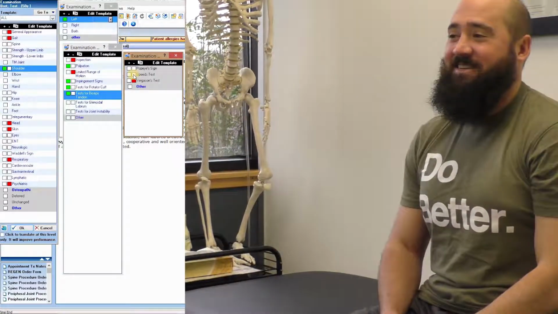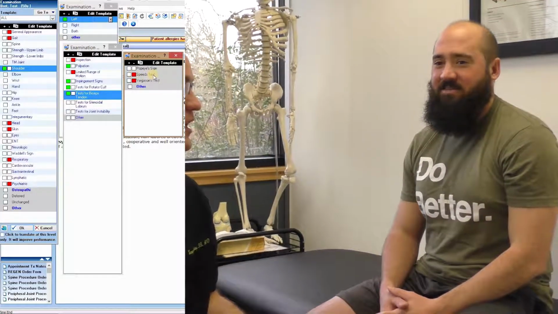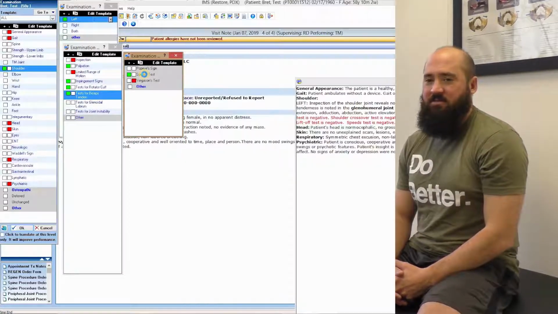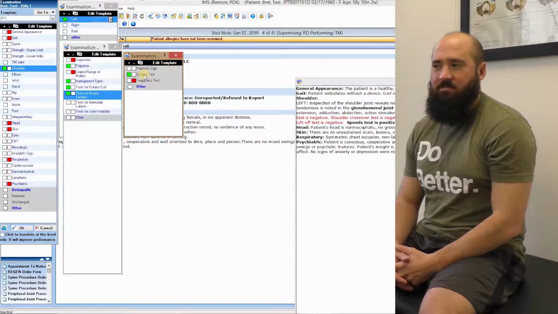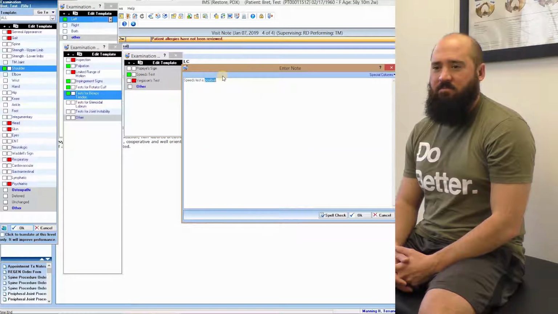So sometimes it's not a clear yes or no on the examination. So what we can call that is equivocal. It's not negative, it's not positive. I'm not sure if that's really going to be causing his problems, and we may not need to treat it, but there's something there. So we're going to call that an equivocal Speed's test.